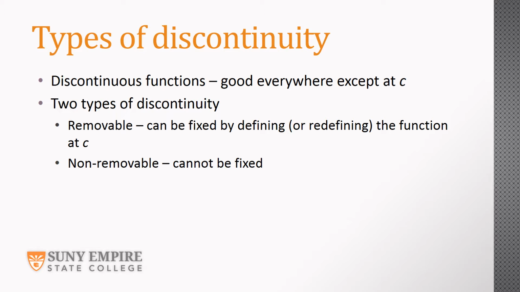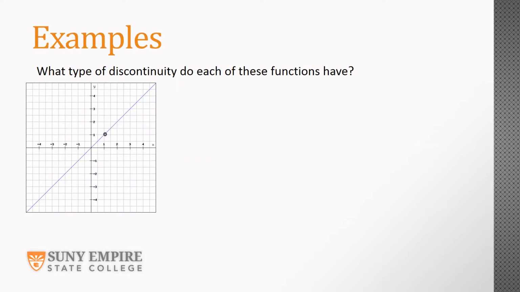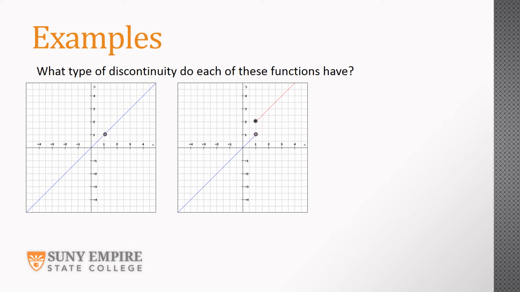Let's look at the examples from earlier and determine what type of discontinuity each possesses. This first example is not defined at x equals 1. However, the limit does exist as x approaches 1. This is a removable discontinuity. If we define f of 1 to equal 1, we fill in the hole in the graph, and this function becomes a continuous function.